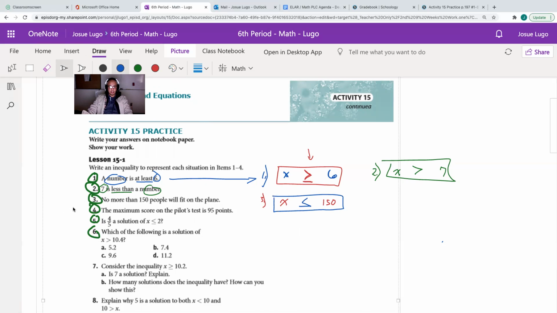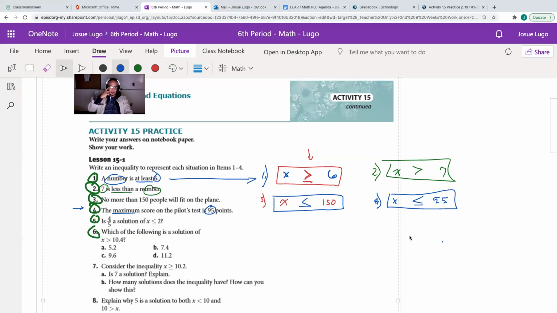As you can see, ladies and gentlemen, you would do the same thing for number 4. Again, you begin with a variable and the number that you're comparing it to. Number 4, the maximum score on the pilot's test is 95 points. So we're comparing the score to 95. And if 95 is the max, can you go more than 95? No, your score has to be less than 95, or it could be exactly 95. And there is my inequality.